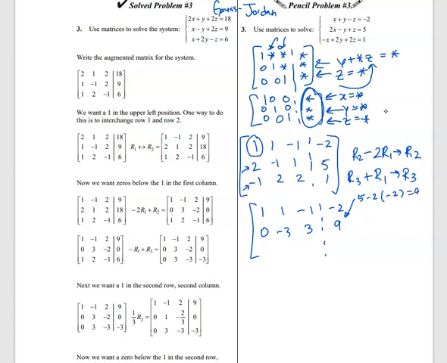And then row 3, we're just adding them. So 1 plus -1 is 0. 1 plus 2 makes 3. -1 plus 2 makes 1. And then -2 plus 1 makes -1.